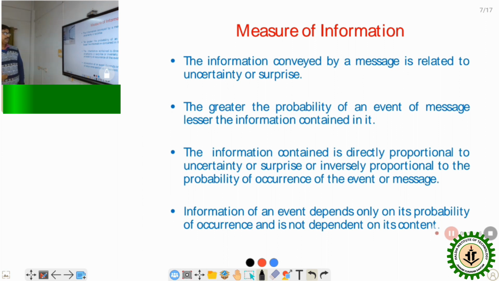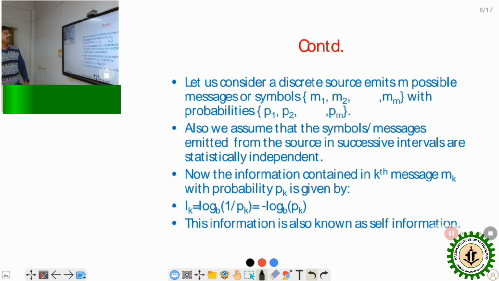So the information of an event depends only on its probability value, not on the content of the information. That means whatever messages we are getting, we are getting a lot of messages, but not all of them give actual information. So we will only find how much the probability is, and based on that parameter we measure the information, not how much content is there. So how can we measure it?